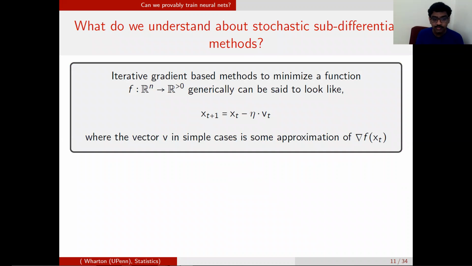And to hint towards what is more generally done, it is not just subdifferential descent, but what you see on the screen, where the vector by which you're modifying xt, the iterate at time t, to get xt plus 1, is some vt. The vt is a very complicated combination of many other gradients you've seen till date. And that is what is often actually more successful than just vanilla subdifferential descent.